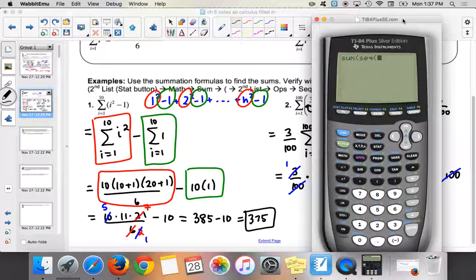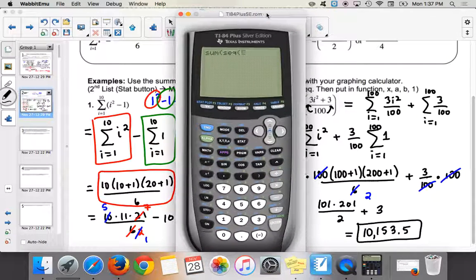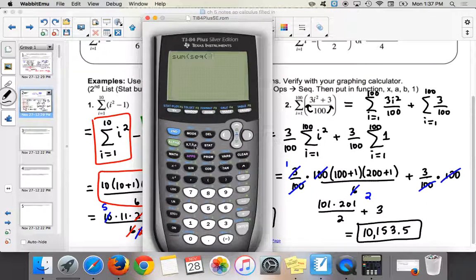Now mine shows up as sum, sequence, and then parentheses. Yours probably doesn't, because it's a newer calculator. If yours doesn't, it's okay. So what I would do is put in the function, then comma, x, comma, a to b to 1. My function for the first one was i squared minus 1, so I'm going to do x squared minus 1.